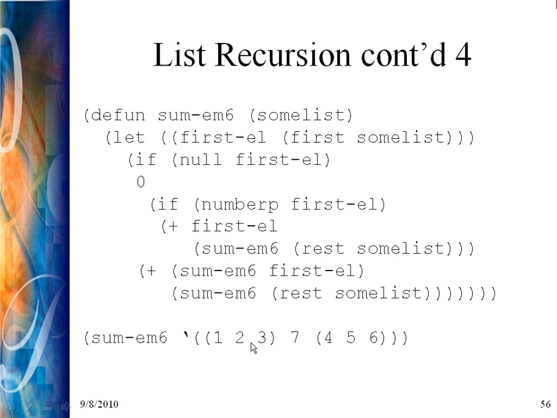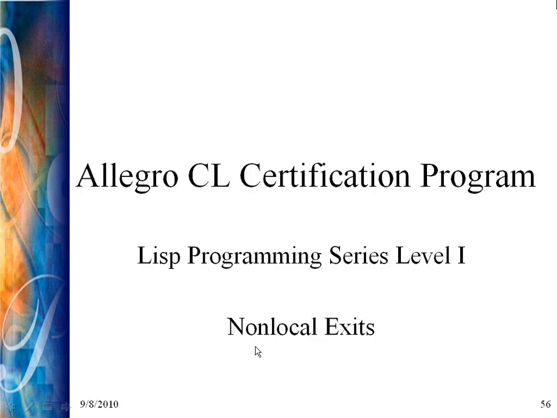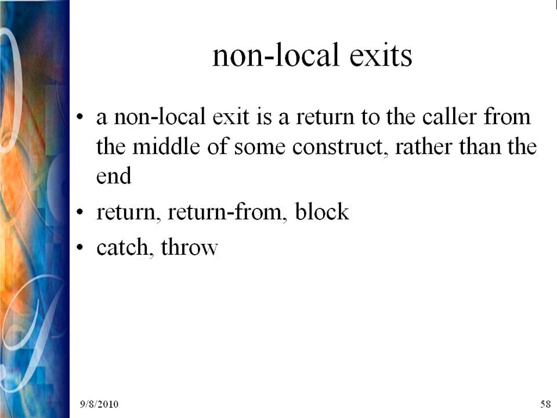And now we're going to handle non-local exits. So basically you're evaluating forms, and for some reason you want to jump somewhere else in your program. You do that using a non-local exit. A non-local exit is a return to the caller from the middle of some construct rather than the end.